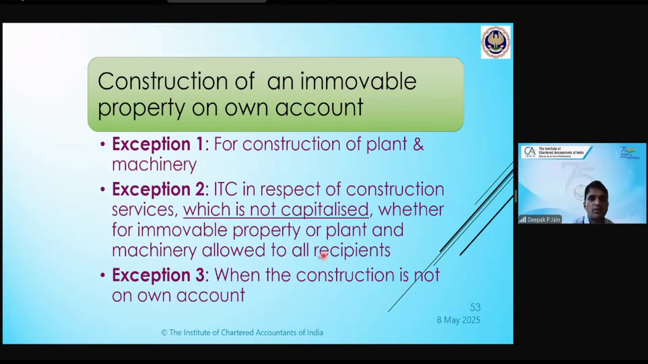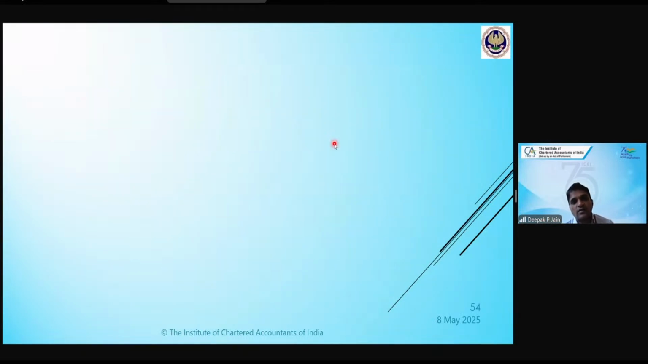If you take a tempo traveler to make it as a camper van, then okay, you will get the credit. Because it says any motor vehicles having seating capacity up to 13 is blocked, above 13 is available. Purchase of aircrafts or vessels, ITC is not available, but for further sale it is available. Correct. Perfect. A lot of you have understood with your questions. I can see that yes, you have understood the section very well.